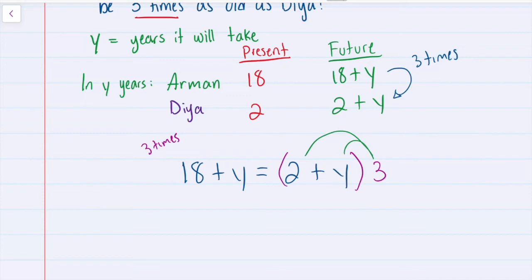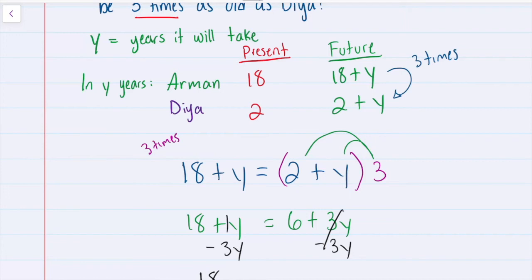Let's distribute. 3 times 2 is 6. 3 times y is 3y. That equals 18 plus y. Let's go ahead and leave the y's by themselves. Minus 3y, minus 3y. Remember, there's a 1 there. What's 1 minus 3? That's a negative 2y equals 6.